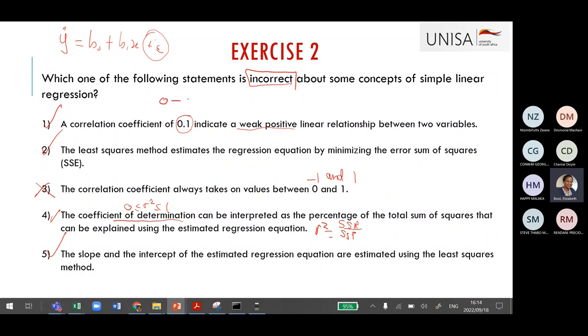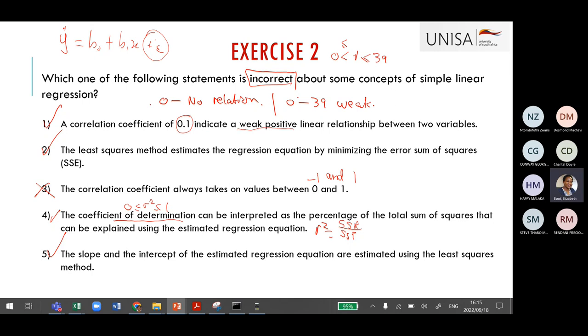So when it's zero, we say there is no relationship, right? When it equals zero, we say there is no relationship. If it's anything between zero and 0.39, we say it's a weak relationship. So when we say between zero and 0.39, we're referring to anything greater than zero or equal to 0.39, something like that. So there's no such thing as close to zero.